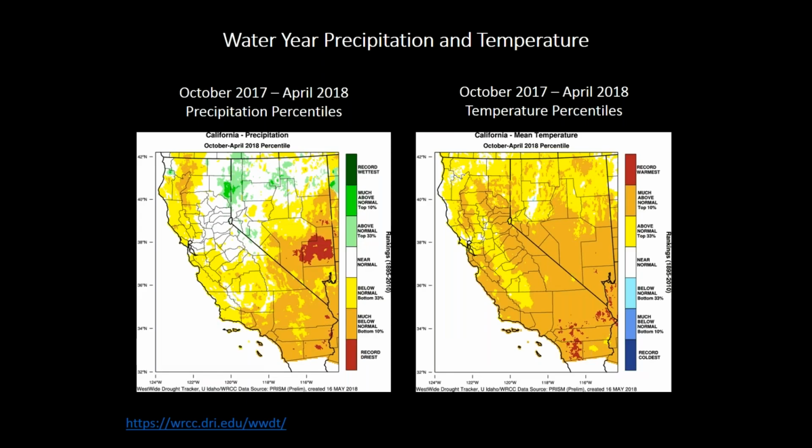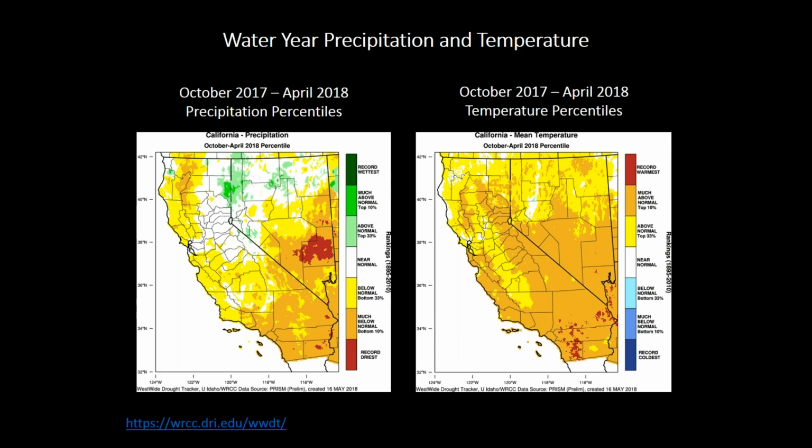This is driven by what we saw this past water year for the most part. What I'm showing now are the water year precipitation and temperature percentile rankings, October through April, from the West Wide Drought Tracker. On the left we have precipitation. There's a bit of a gradient, but the southern and eastern parts, particularly southeast Nevada and Southern California, were very dry this winter again.